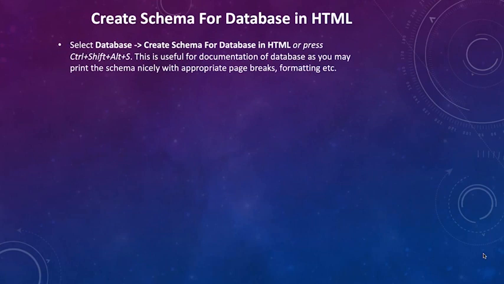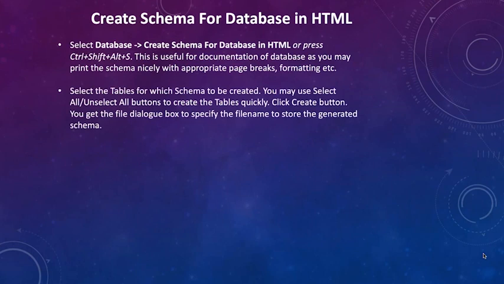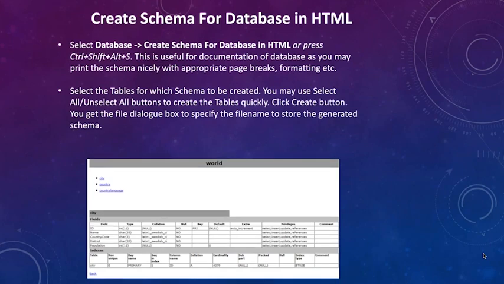Now, this is actually pretty useful for documentation of a database, as you may print the schema nicely with appropriate page breaks, formatting, all that jazz. You will then need to select the tables for which the schema needs to be created. You may use select all or unselect all buttons to select the tables quickly. Click the create button. You will get the file dialog box to specify the file name to store the generated schema. This is how it looks. Now, please do not mind the quality of my screenshots.